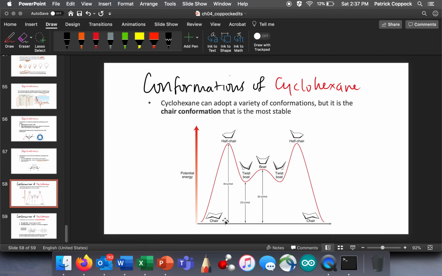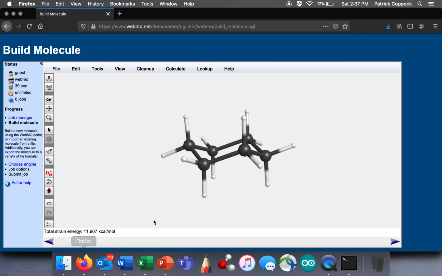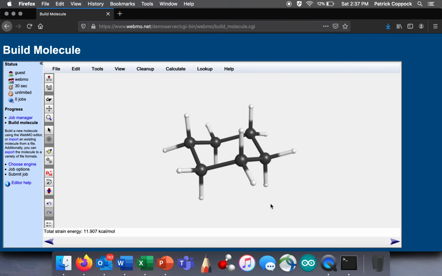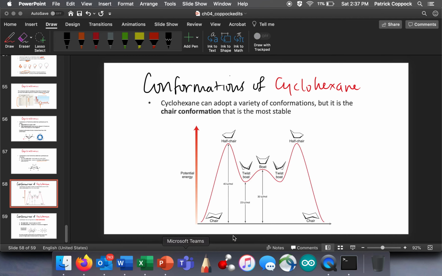Now we're going to draw. It's important that you get your eyes used to looking, because we can't always pull out a model or pull up a web server and build a model for it, right? So we need this notation. This is the chair conformation. It's the same thing as we have right here. Okay, that's the same thing. So let's go back here.